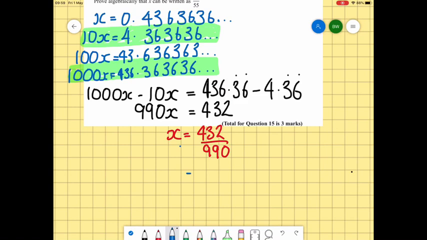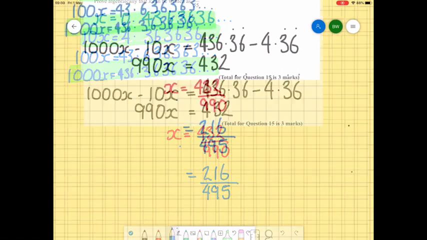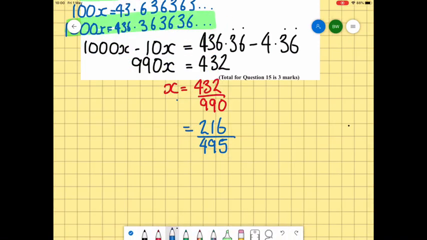So I'm going to half both of them, just to make it easier. So I've got 216 over 495. So at this point, I've got to try and work out what both of these are divisible by. So what's a factor of 216 and 495? So actually 2 add 1 add 6 is 9. 4 add 9 add 5 is 18. Because both of those are divisible by 9, then 9 is a factor of both of these.